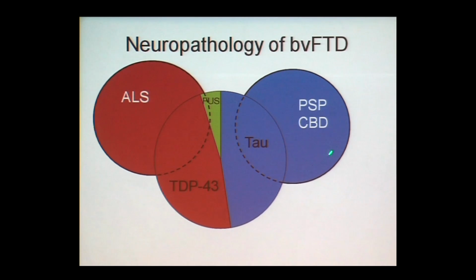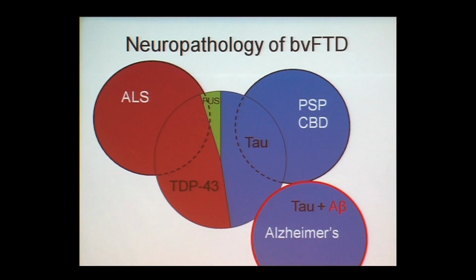But it turns out that these proteins are also found in other common neurodegenerative diseases. So tau is also found in these diseases called progressive supranuclear palsy and corticobasal degeneration, whereas TDP-43 is found in Lou Gehrig's disease. And interestingly, clinically, we often see overlap between these different syndromes that parallels the pathology. As I mentioned, tau is found in Alzheimer's disease as well, but the tau is a little bit different. And importantly, in Alzheimer's disease, we have this beta amyloid, which is really not present in most FTD.